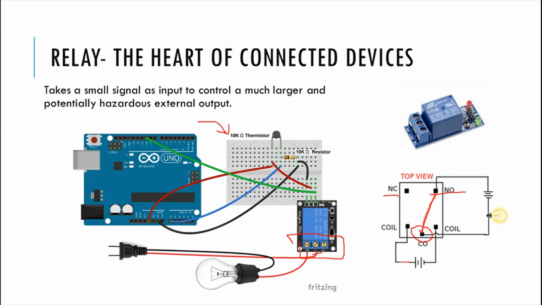If, however, it was at normally connected, that would mean that unless you send a specific signal, the circuit is going to remain connected and the device will be on. So based upon your application, you have to make sure you choose the correct one that you want.